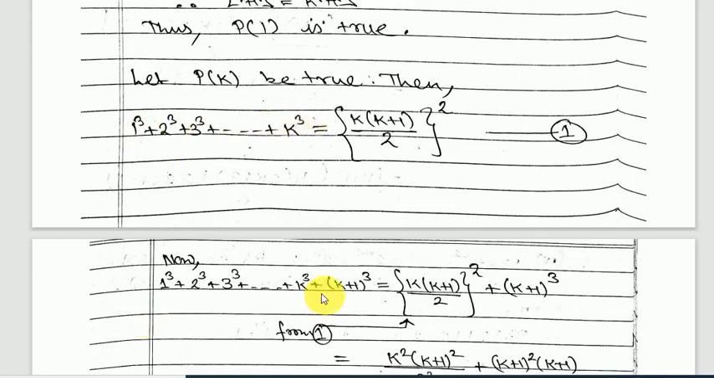Then plus the next natural number I'm going to write. So after k will be k plus 1. And here you can see each term we are taking cube of, so I'll write cube. Then this will be equal to, for the first part from here till k cube, I know from equation 1 this should be k times k plus 1 upon 2, whole square. Then plus k plus 1 whole cube.